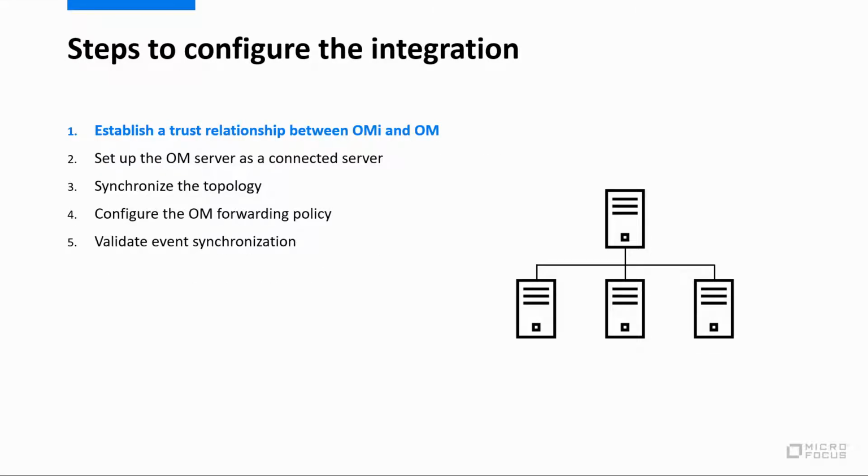There are 5 steps to configuring the integration. Establish a trust between OM and OMI to enable secure HTTP communications. Add OM as a connected server to OMI. Synchronize the topology from OM to OMI. Configure event forwarding from OM to OMI, and validate the configuration with test events.